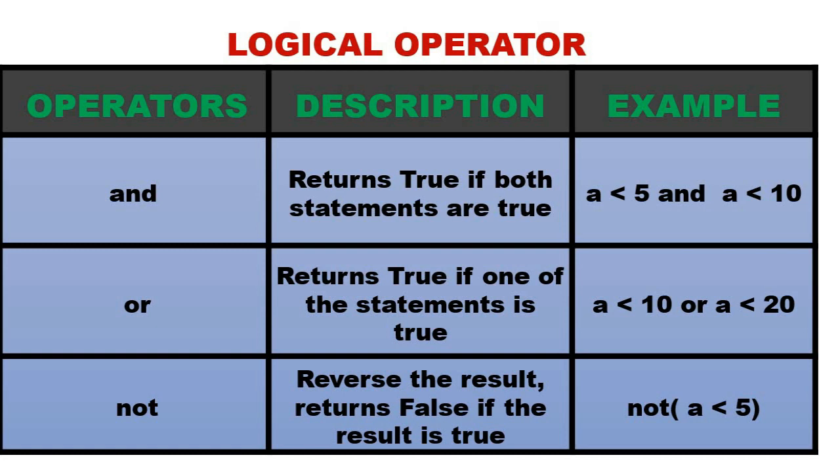Final one is NOT. Basically, we are reversing the result. For example, if a is less than 5 and it is true, then it will display false. If it is false, then it will display true. We are taking not for that. Not of true is false, not of false is true. Wait, I will show you some examples using this, then you will be able to understand clearly.